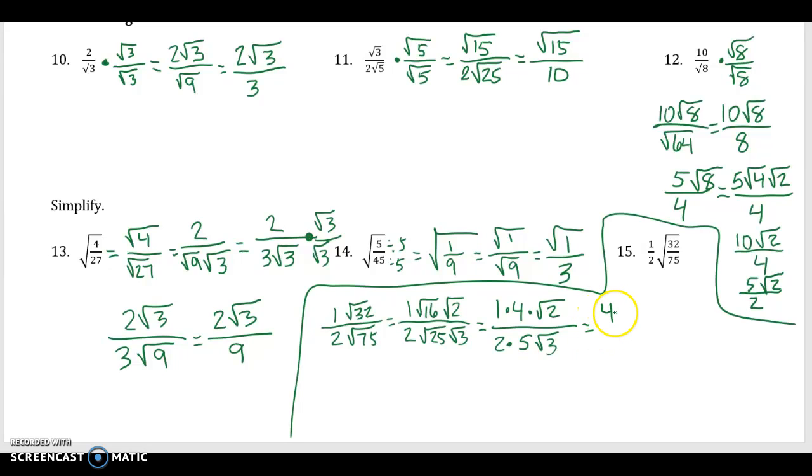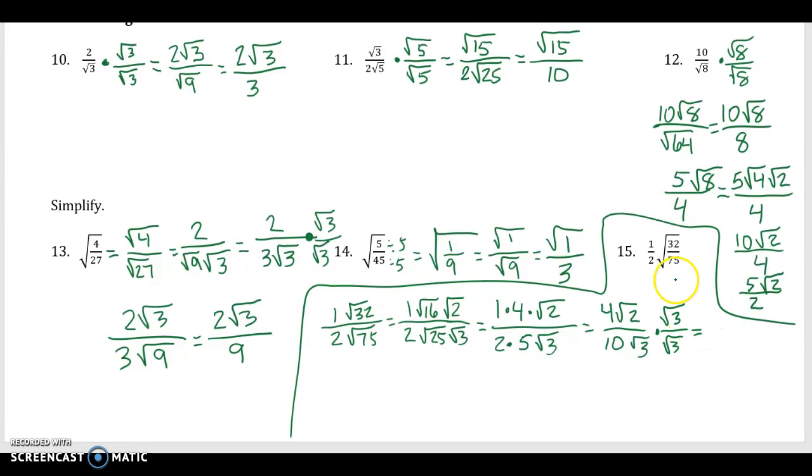So numerator, we have 4 times the square root of 2. Denominator, we have 10 times the square root of 3. So right now, underneath this radical, there are no perfect square factors. Same here. We're almost finished. We cannot stop when we have a radical in the denominator. So we need to rationalize, multiply by this square root over itself, which is a form of 1.